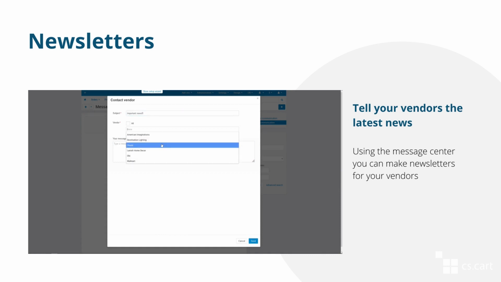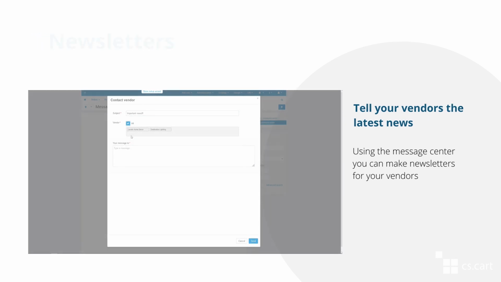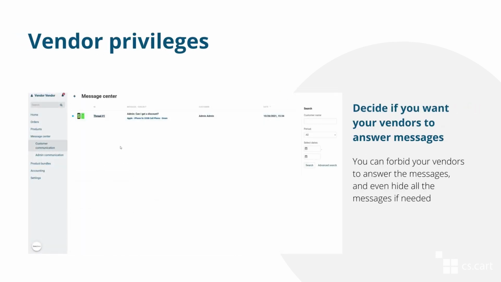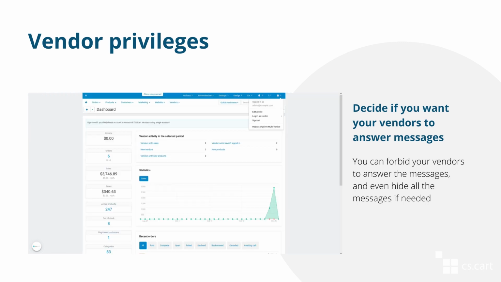All you have to do is to click the Contact Vendor button, add your message, and specify the vendors who will receive your message. By default, vendors can read and answer all the messages in the Message Center, whether it is a communication with customers or with you.